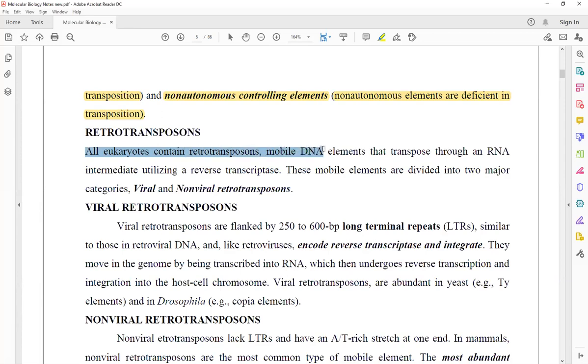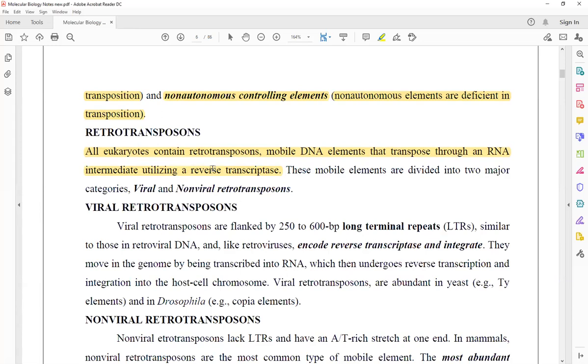Eukaryotes contain retrotransposons, mobile DNA elements that transpose via an RNA intermediate utilizing a reverse transcription mechanism. So they move from one location to another through the action of the reverse transcriptase enzyme. It is this reverse transcriptase enzyme that catalyzes their movement from one place to another. Okay, next.